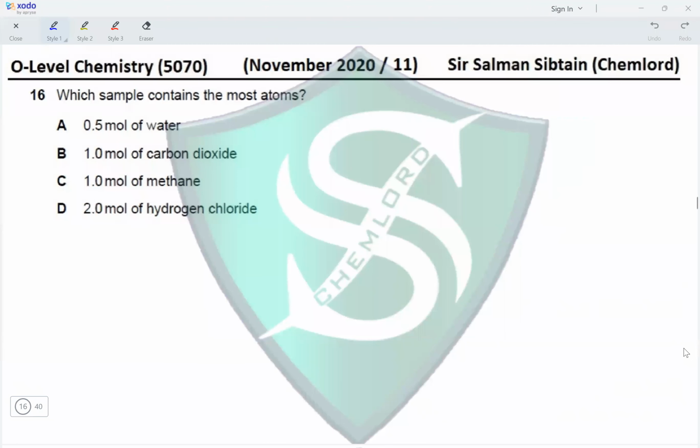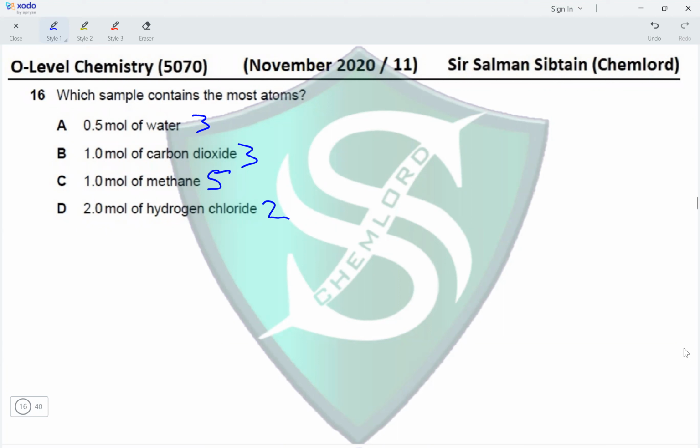Question 16. Which sample contains the most atoms? So, water contains 3 atoms, carbon dioxide contains 3 atoms, methane contains 5 atoms, and hydrogen chloride contains 2 atoms. And we are finding out the moles. The greatest number of moles will be the greatest number of atoms.